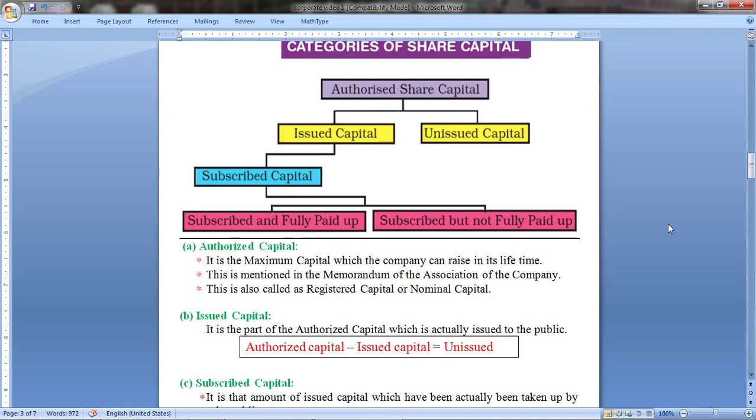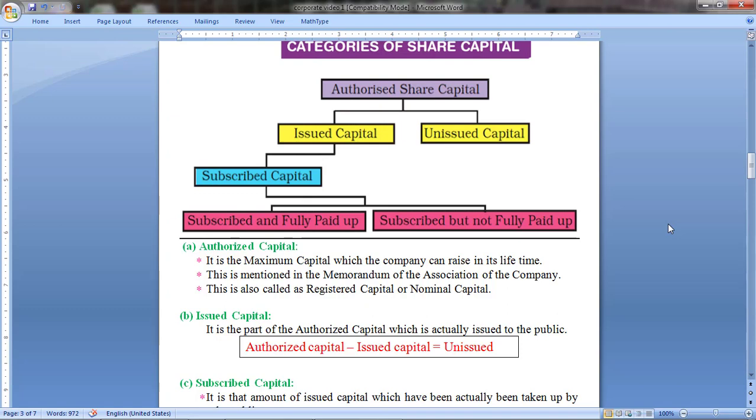Next thing is issued capital. It is the part of authorized capital. That is, it is the capital which is issued to the people, issued to the general people for subscription. So authorized minus issued capital is unissued.